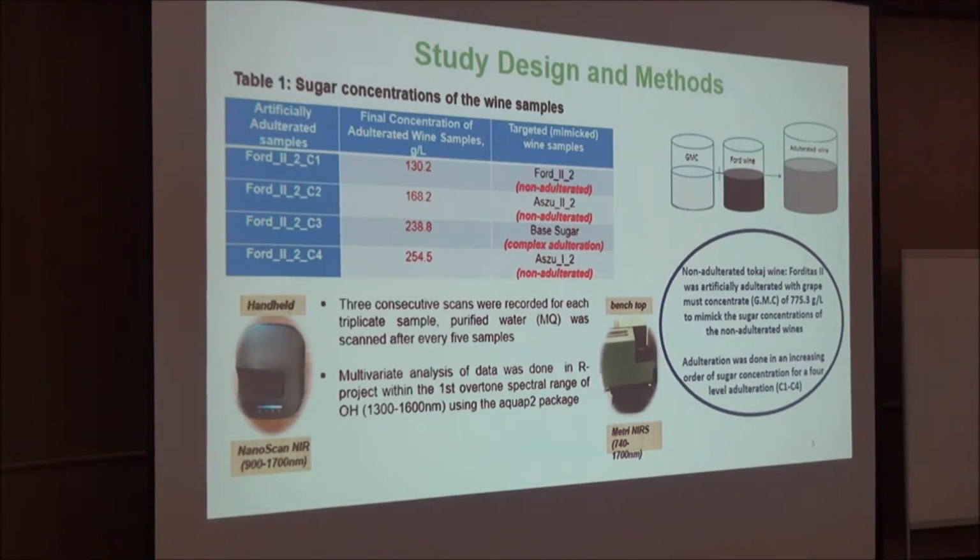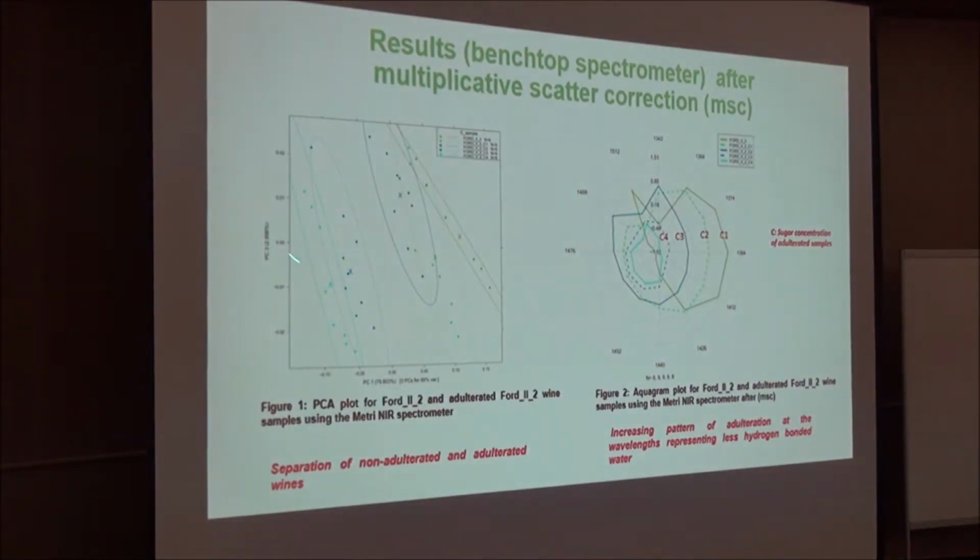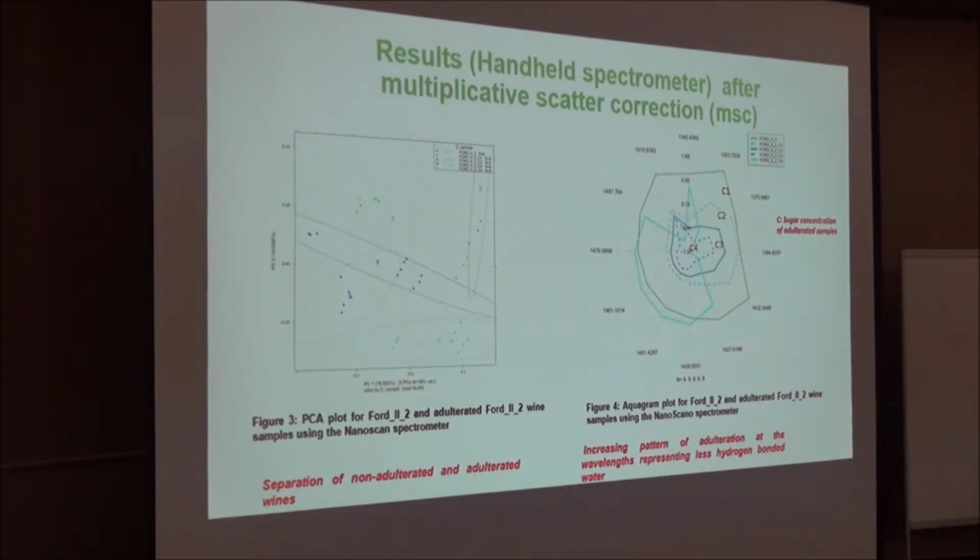Now, in order to extend the scope of our study, we decided to use 2 different kinds of NIR, that is the handheld and then the benchtop. So from the results, we can see a very nice separation in PCA for the benchtop instrument, and we can also see an increasing pattern of adulteration from C1 to C2, C3, C4 in the aquagram. So basically, we could say that the aquaphotomic approach was very effective in determining this kind of adulteration. Similarly, for the handheld instrument, we had a better separation in PCA actually compared to the benchtop, and a similar trend in the aquagram.